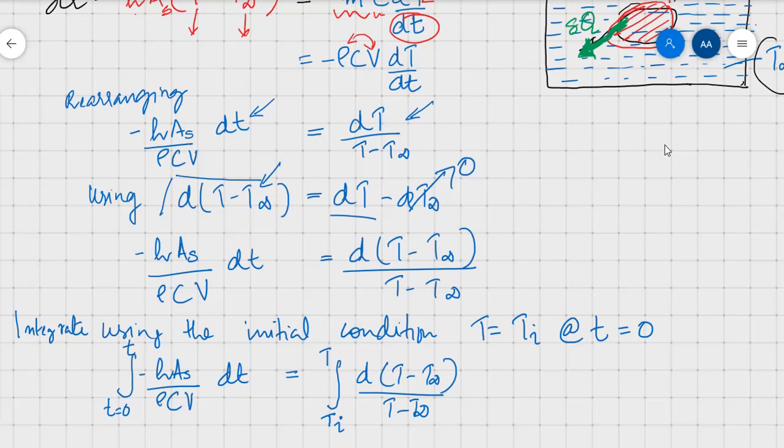Now, substituting this in the above equation, we have hAs divided by rho CV dt equals d of (T minus T infinity) divided by (T minus T infinity). Now, integrating from t equal to 0 to some general time t, and using the initial condition that at time equal to 0 the temperature of the hot body was Ti, we do this integration.